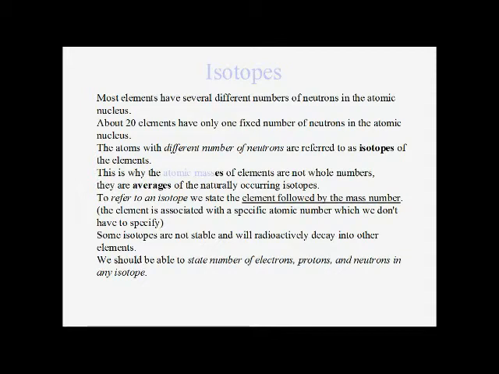On the periodic table, we do a weighted average of isotopes found in nature to give us the atomic mass for the element, which is why that mass is not a whole number, because it depends on how much of each isotope is present in nature.